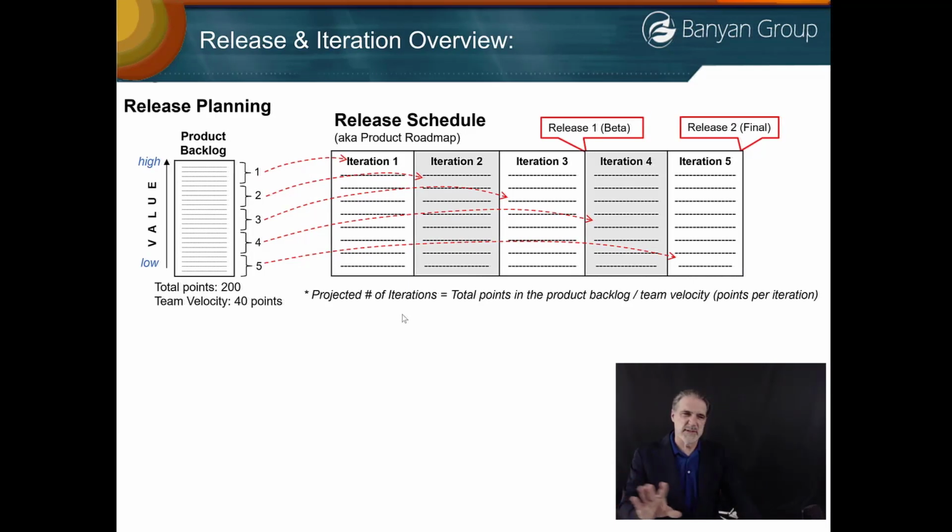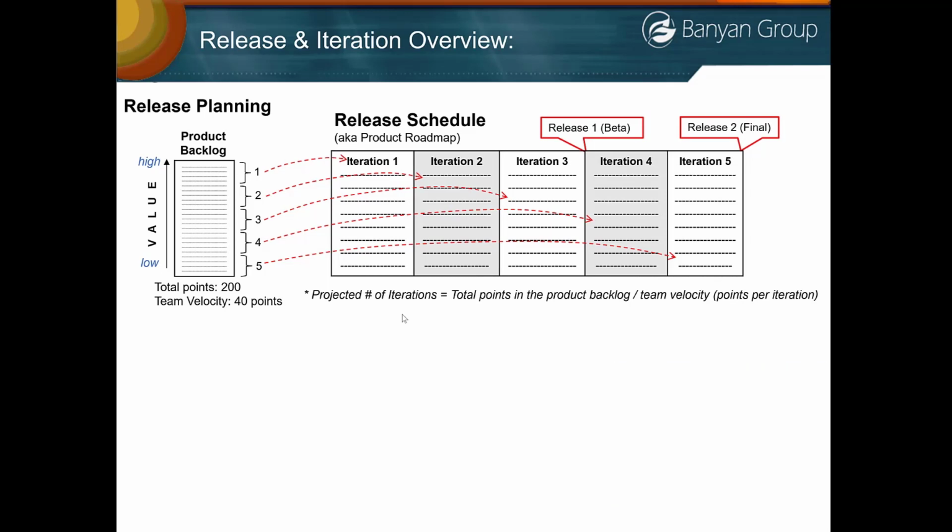A release schedule is the same as a project schedule in traditional project management. So the advantage of release planning is it gives you an understanding of how much work is in your project, how many iterations are required, and if you know the length of your iterations and how many iterations, you know approximately how many weeks it's going to take you to finish that project. So 5 2-week iterations essentially is a 10-week project.